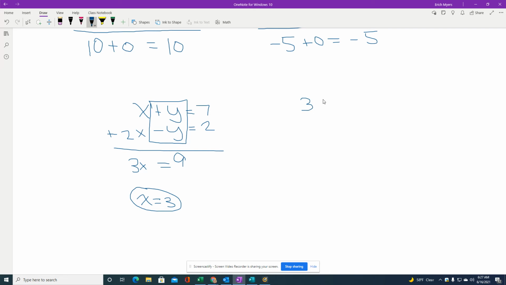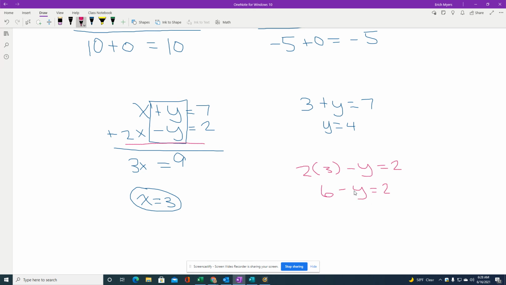So if I put in 3 where x was, 3 plus y equals 7, well, if I was to cover this y up and just look at 3 plus what equals 7, you would tell me y is equal to 4. But I also want to go into this equation real quick. 2 times 3 minus y equals 2. Well, this is 6 minus y equals 2. What number has to go here to make it true? Well, it's got to be 4, because 6 minus 4 equals 2.